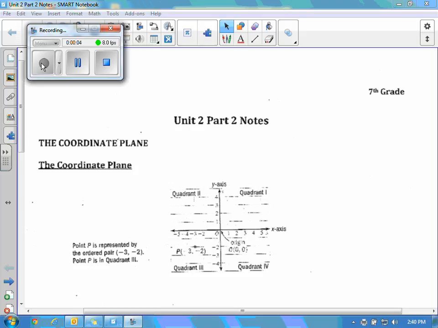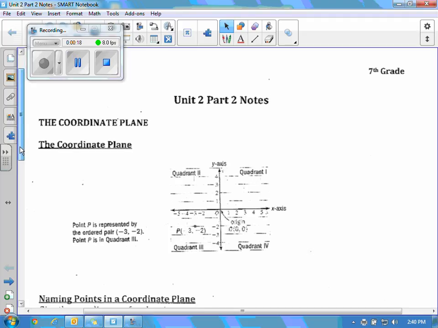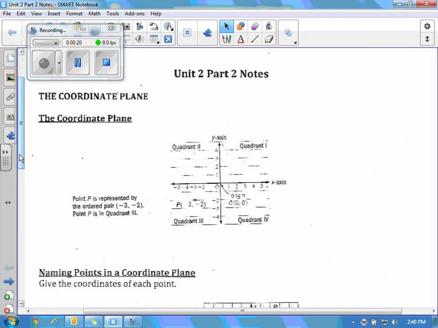We are back for Unit 2 Part 2 notes. In Unit 2 Part 2, we were talking about the coordinate plane. Hopefully, most of this will be review. If it's not, just make sure you pay attention and ask me any questions you might have. So, let's start with just an overview of the coordinate plane.